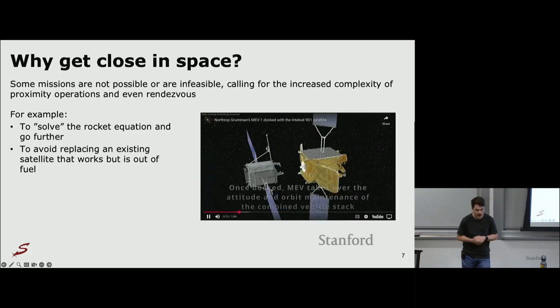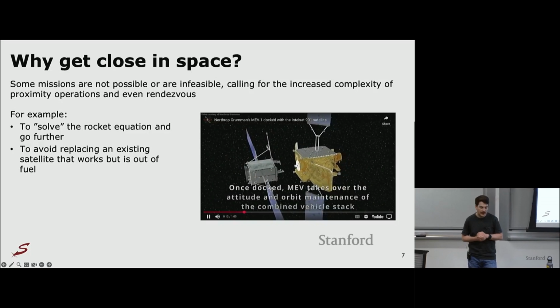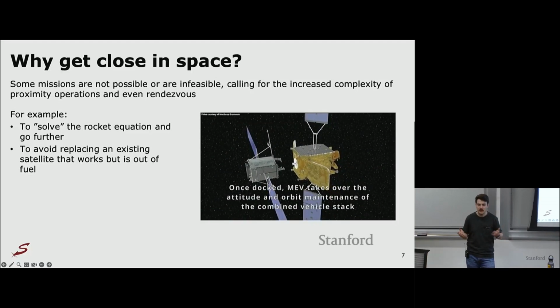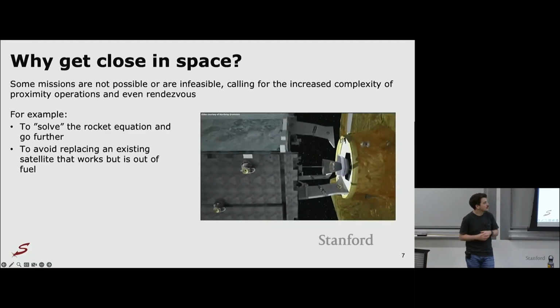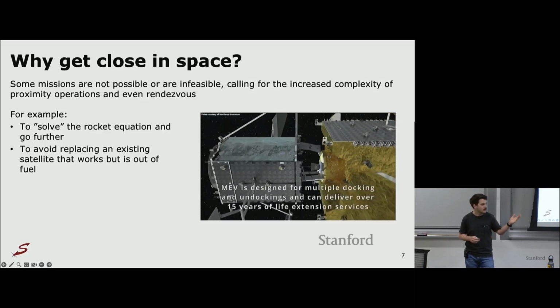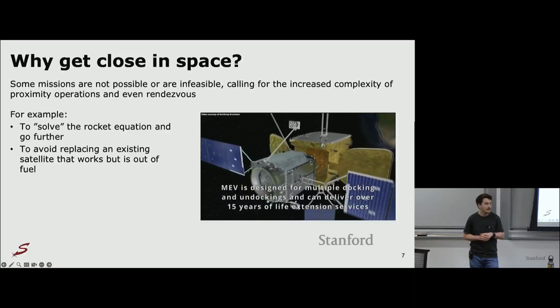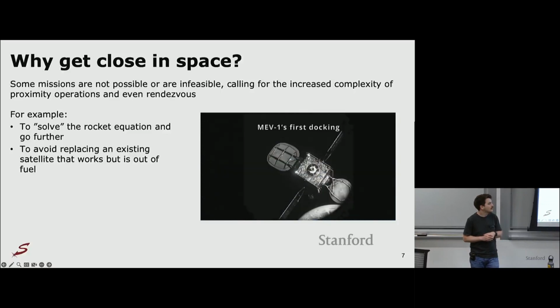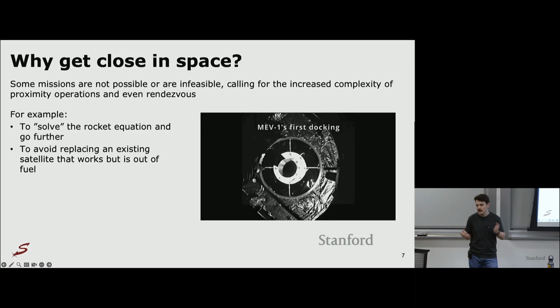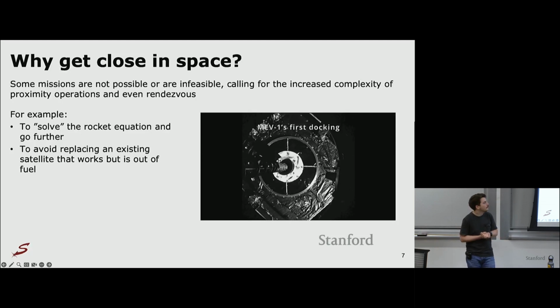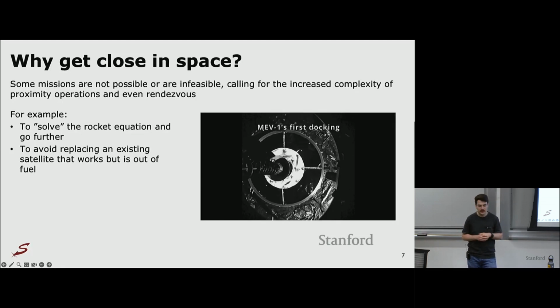Another example is to avoid replacing an existing satellite that's working, but just so happens to be out of fuel. So I know some of you are working on the MEV mission for your projects. And so this is an example of the MEV mission carrying out its refueling of the Intelsat satellite in February of 2020, so about 5 years ago. And I think it actually just undocked pretty recently.